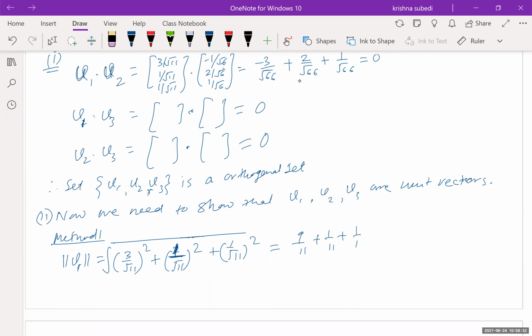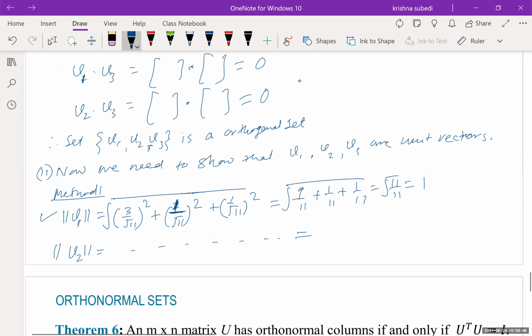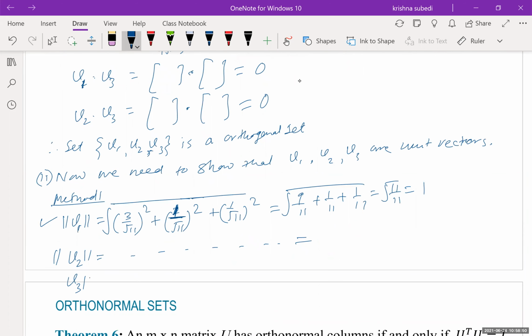Is it a unit vector? So you'll get 11 over 11, and the square root of that. Yes, it is a unit vector. In the same way, you can try with v2 and let me know whether it is a unit vector or not. In the same way, try v3 and you can tell me whether it is 1 or not. I leave it to you. That's method 1. I see that you guys already verified that all of them are unit vectors.